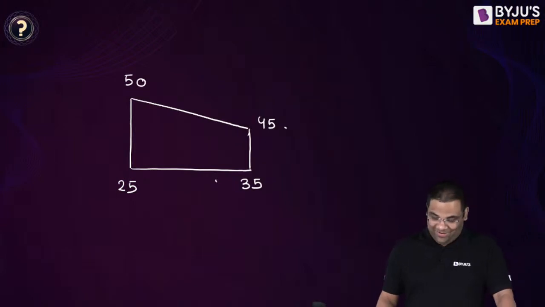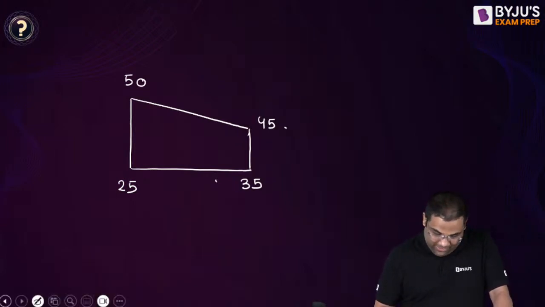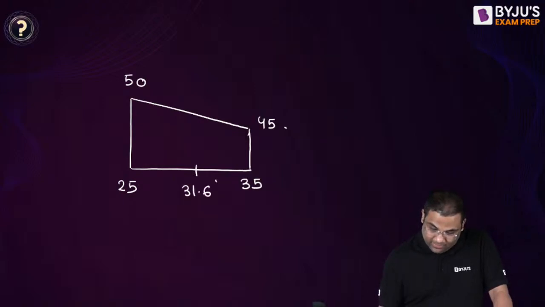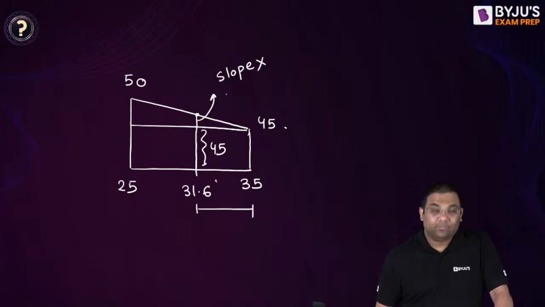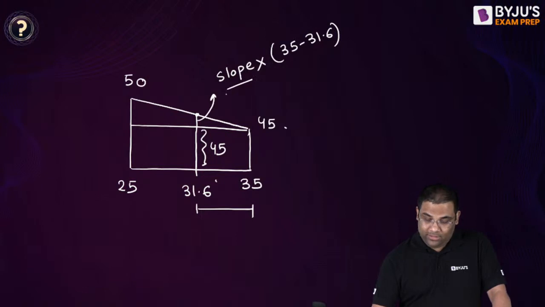Copied. Okay. So now, we are trying to find out the value at 31.6. This will be 45 plus this value. This value will be slope into this thing. Now slope is Y2 minus Y1. And this thing is 35 minus 31.6, right?